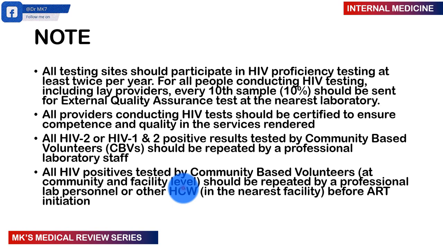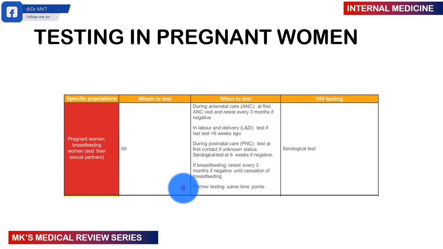So let's now look at the testing in the different age groups. We'll begin with the pregnant women. Pregnant women, breastfeeding women, and their sexual partners, all of them should be tested. So when do we test them? Usually we test them during antenatal care. At the first visit, we test them, then we retest them every 3 months if they are negative. In labor and delivery, we test them if their last test was greater than 6 weeks ago.